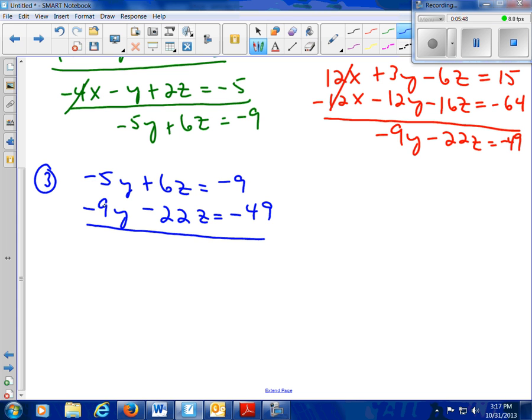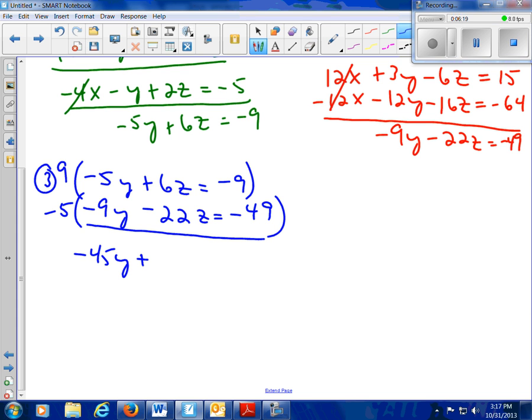See how they're both negative? I'm going to multiply one of those by a negative number to make it positive, because I want opposite signs. So I'm going to multiply the top equation by 9, and I'm going to multiply the bottom equation by negative 5, so I end up with a positive 45y on the bottom, and then a negative 45y right above that, so that they cancel out. So 9 times negative 5 is negative 45y.